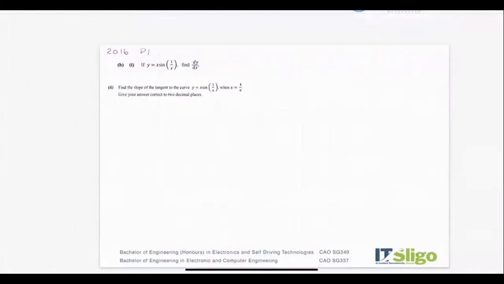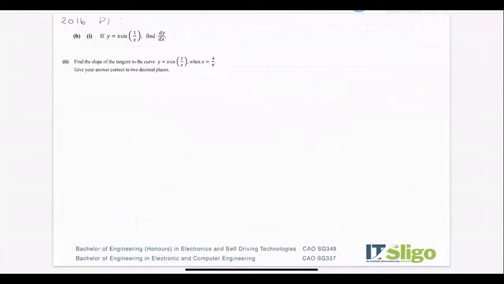Okay, so if we have a look at this, the first thing I see is that it is a product rule. And why is it a product rule? Well, I see a function in x, and I also see another function in x. So it's a function multiplied by a function. So u is equal to x, v is equal to sine 1 over x. Okay, and I'm going to write this as sine x to the minus 1.